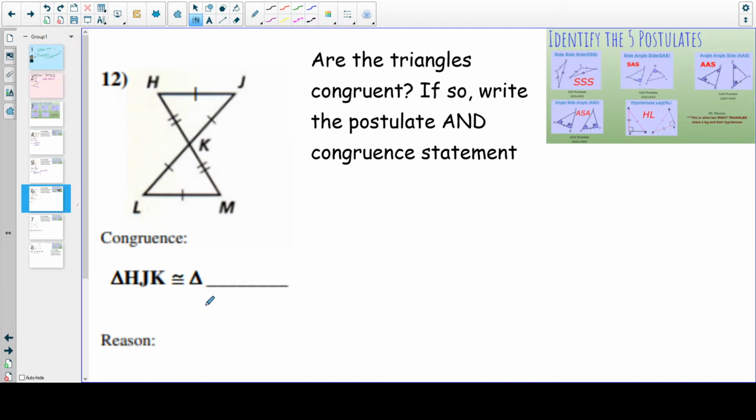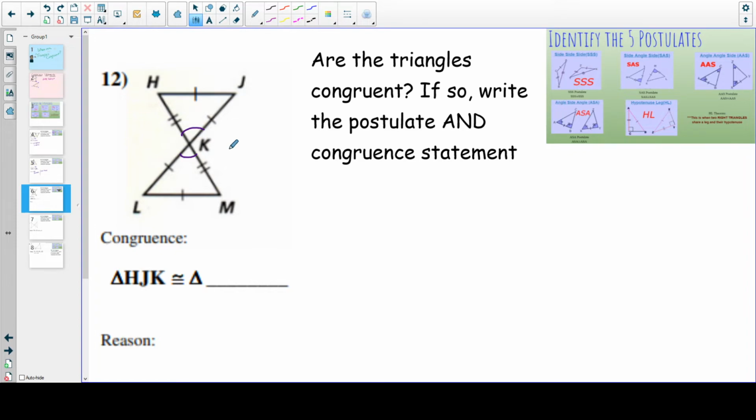We always tell you that when in doubt, try to fill in as much information as you can in the picture. So, do you see any vertical angles, linear pairs, or reflexive property? There's definitely not reflexive property. And while there are linear pairs, I'm not too sure if that's going to help us, but I do see some vertical angles. Right here, and right here. So, in addition to saying side, now we have side, angle, side.